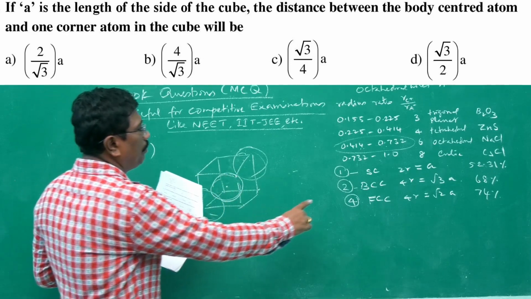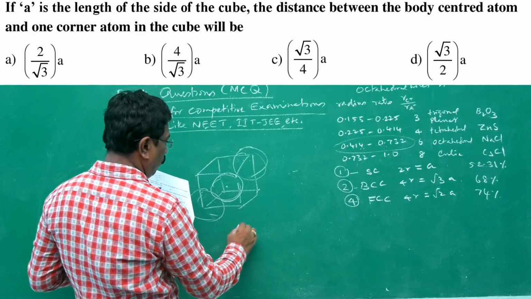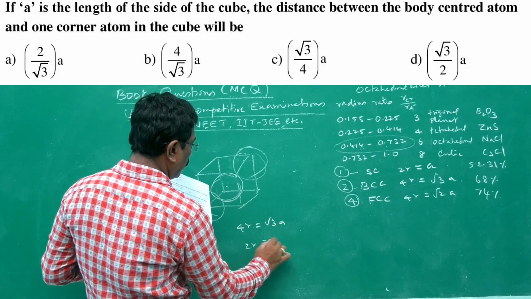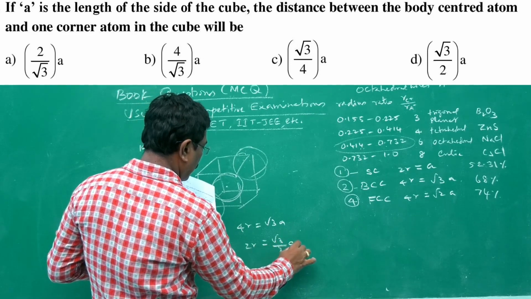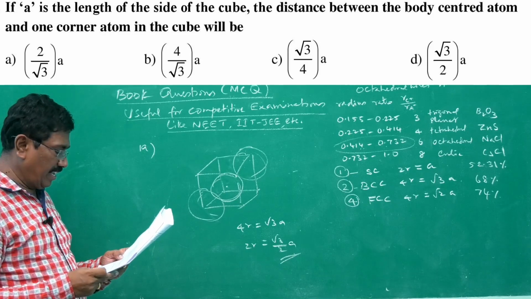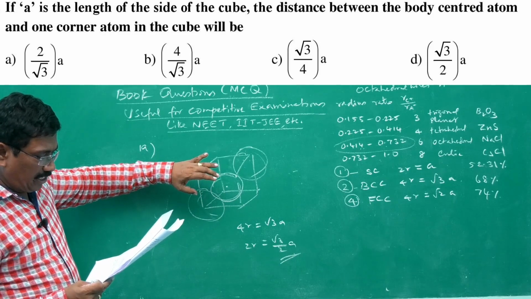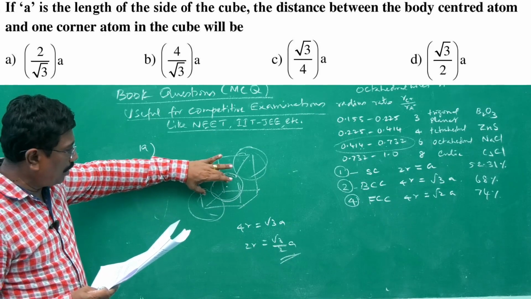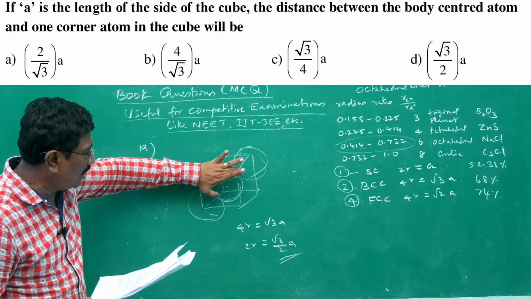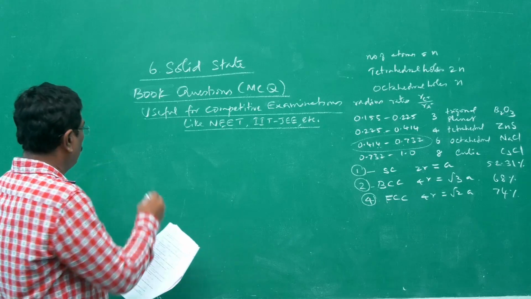So, 2R in BCC they have asked. 4R is equal to root 3 A, therefore, 2R is equal to root 3 by 2A, that is all. Option D. The question is the distance between body centered atom and one corner atom they asked, therefore 2R they asked, not radius they did not ask, they asked 2R. Go into question number 20.